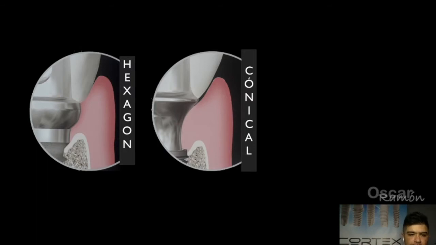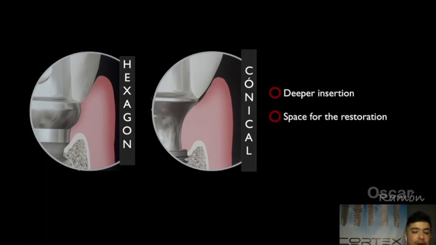When we compare hexagon implant with conical implant, we have to know that for conical implants, we have to insert the implant in a deeper position. This is also because when you have platform switched implants, the prosthetic part is narrower. So in order to have the final contour, you need more space to recreate this final contour.